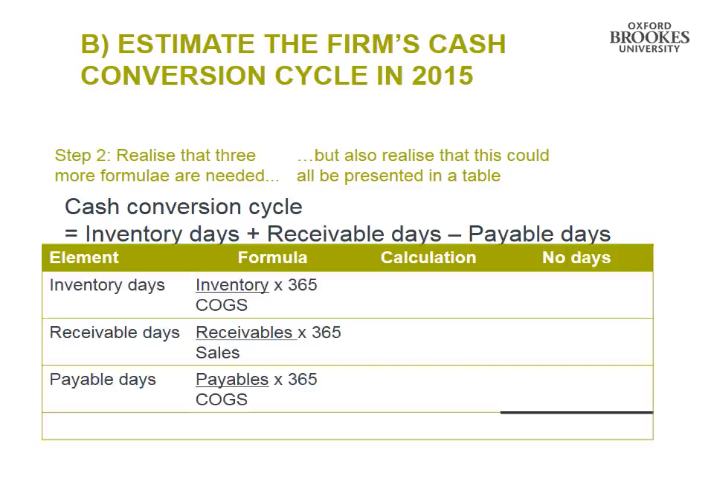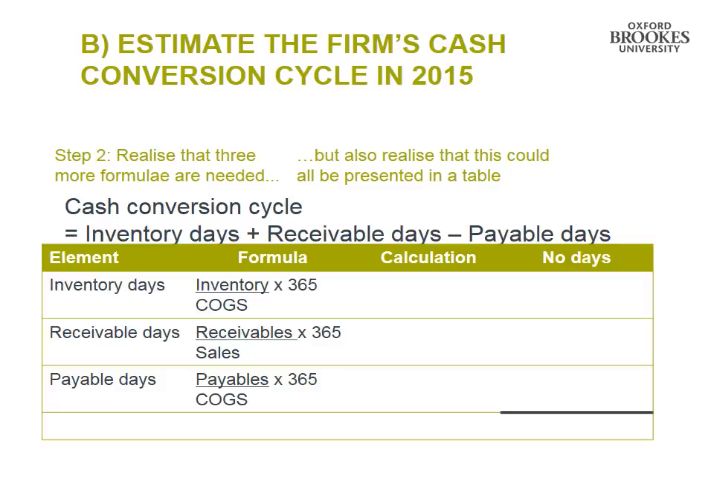So here we go. Here's my table. I've got three elements: inventory, receivables, payables. I've got a column for the formula. I've got a calculation column where I'm going to put the numbers in, and then a column for the answers for the actual numbers, and I'm going to then add and subtract them at the bottom. So I've set up my table, and let's have a look at this.